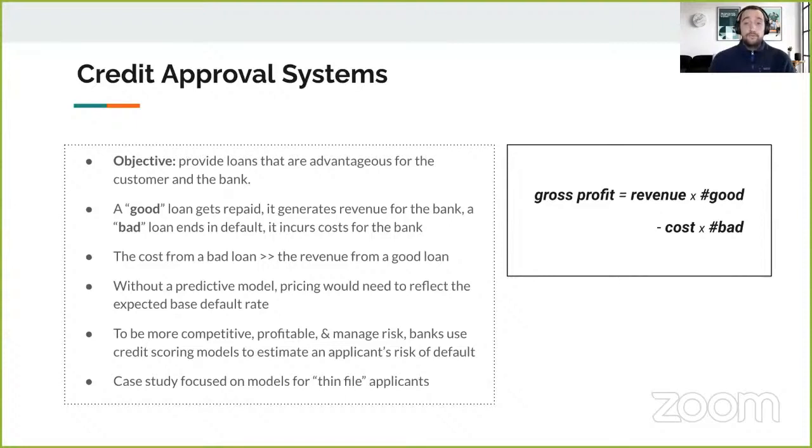And without some kind of lift from a predictive model, pricing would need to be set using the expected base default rate. So to be more competitive, profitable, and to manage risks, banks will use credit scoring models to estimate an applicant's creditworthiness or their risk of default. And this allows them to filter applicants based on their predicted risk threshold or credit score. So our case study in specific focused on models that looked at thin file applicants, which means applicants that have very little or no lending history and are typically a little bit more difficult to predict.